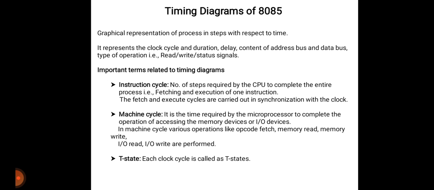The next term is machine cycle. Machine cycle is the time required by the microprocessor to complete the operation of accessing the memory devices or input output devices. Also in machine cycle, various operations like opcode fetch, memory read, memory write, IO write are performed. Then the third one is T state. T state is each clock cycle in the timing diagram. This is known as T state.